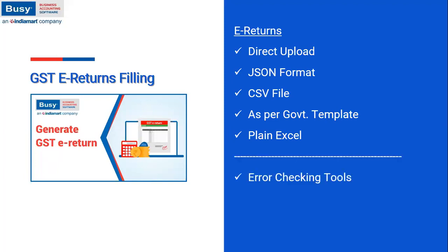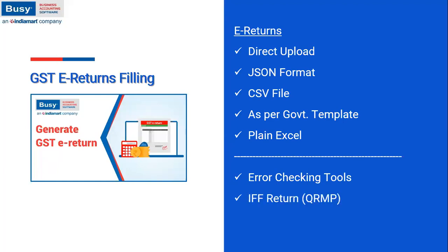And error checking tool facility is also available in the software. So before generating your e-return, before filing your e-return, you can check the error checking tool window, and if any mistake, issue or any problem is showing in the e-return, Busy will show you this is the mistake, you can correct this detail, and after the correction you can file your GST return.